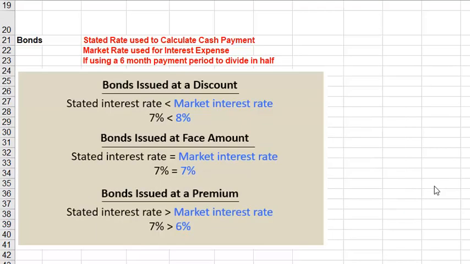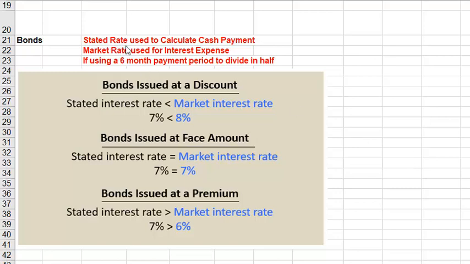Now let's move on to bonds. These can be very tricky for students, and what I recommend is T accounts, staying organized, and making sure you understand the fundamentals of bonds before you start doing those larger problems. So let's see if we can help you out with a couple of helpful hints.